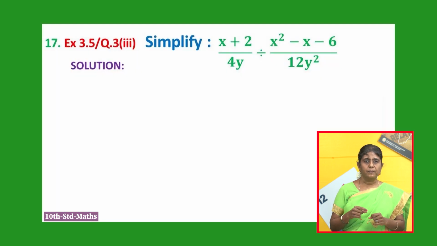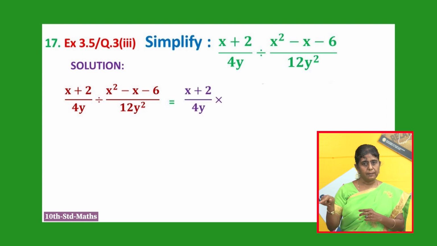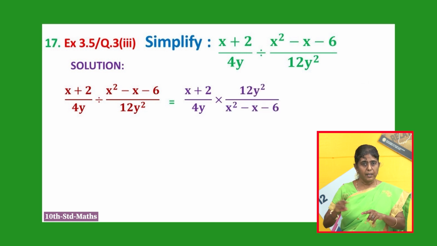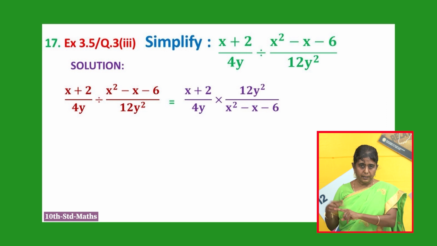That is (x plus 2) divided by 4y. Again you see the division symbol. After that, (x squared minus x minus 6) divided by 12y squared. So what we have to do, write that (x plus 2) by 4y, we cannot do anything. But the division symbol, we can write as a multiplication symbol. And (x squared minus x minus 6) by 12y squared, write it in reciprocal form. So 12y squared divided by x squared minus x minus 6.